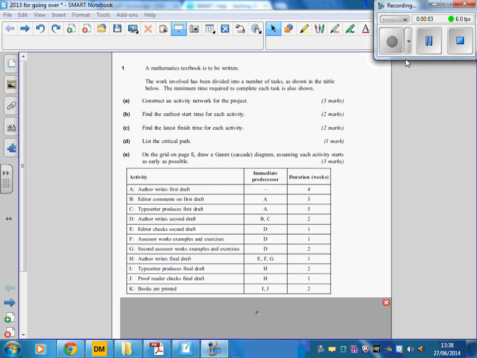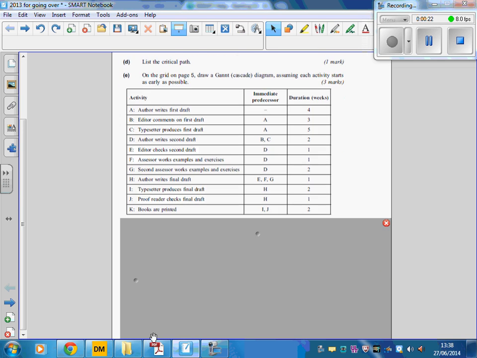Okay, June 2013 use of maths decision paper. First question is a critical path analysis question on writing a maths textbook, and you can see that they've given you the precedence table, and what they want you to do is initially to construct an activity network.